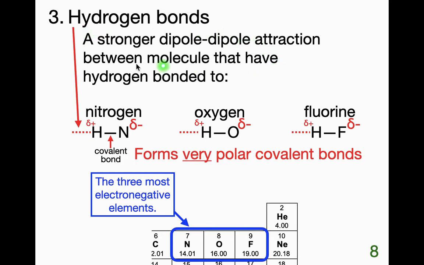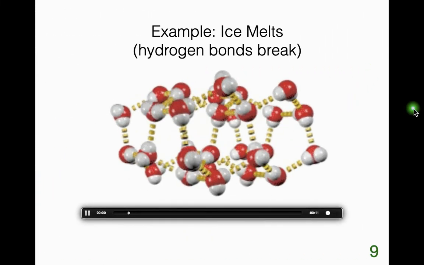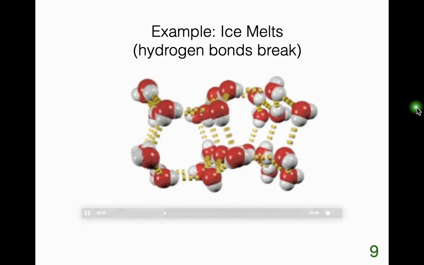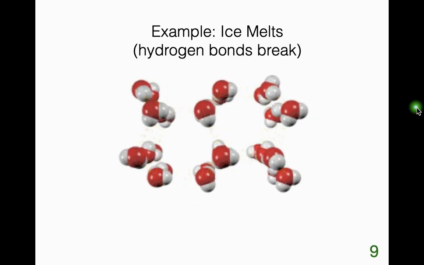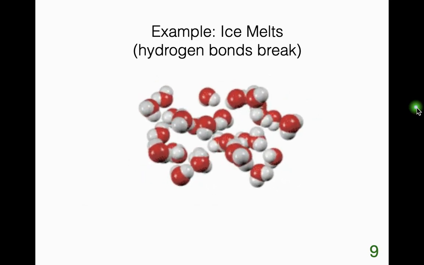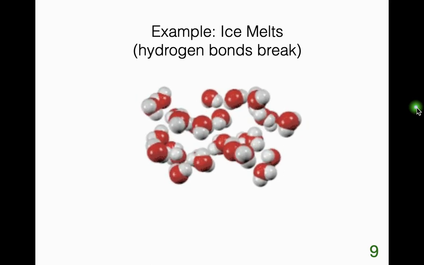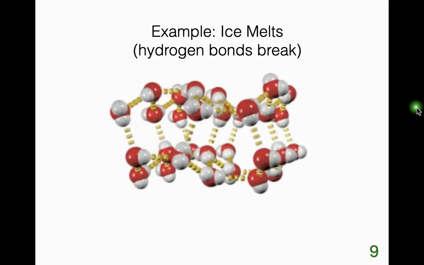Now, when you're asked to name the bond, don't say hydrogen. Hydrogen is an element. The name of the bond is hydrogen bonds. It's an example, water. The dotted lines there represent the hydrogen bonds between water molecules. So this is water in the liquid state, and that is in the solid state.